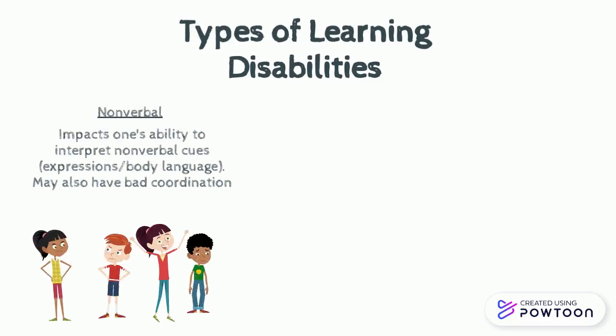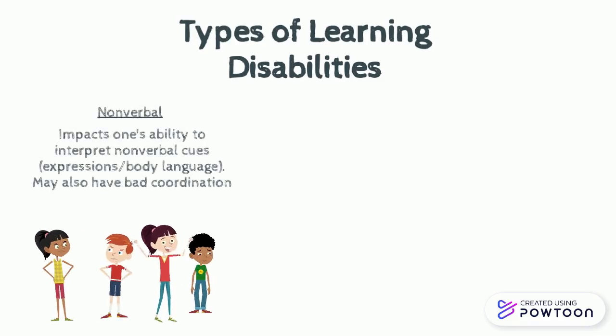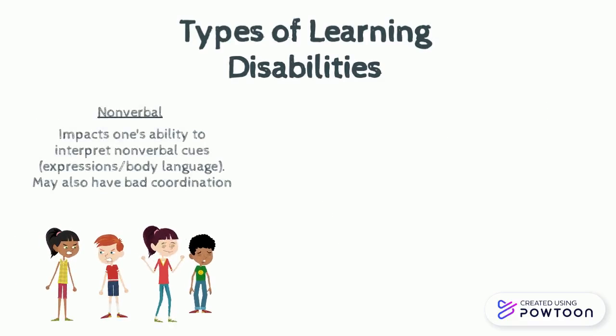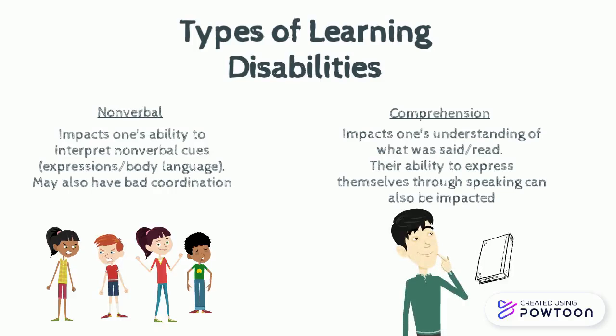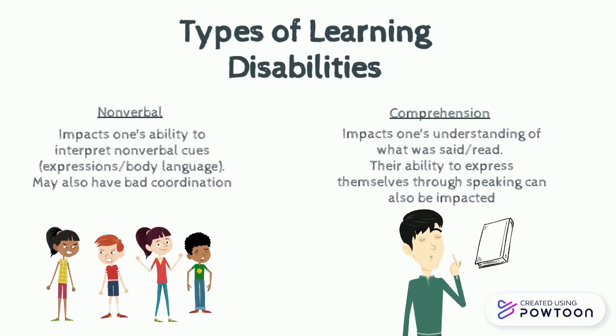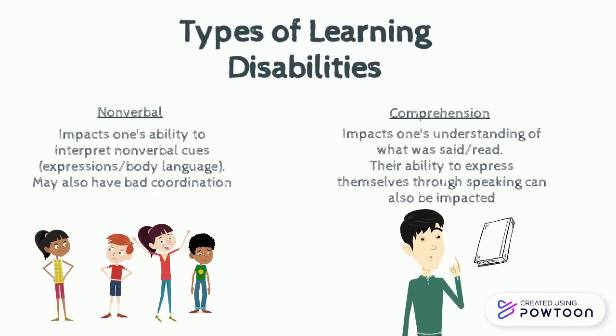Other types of learning disabilities include nonverbal, which impacts one's ability to interpret nonverbal cues like expressions and body language, and comprehension, which impacts one's understanding of what was being said around them or what they just read.